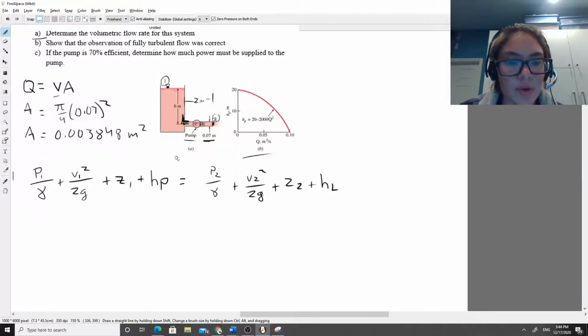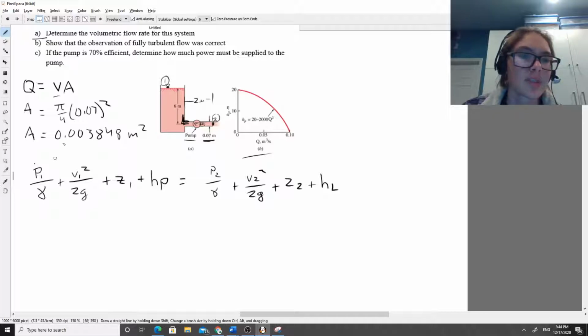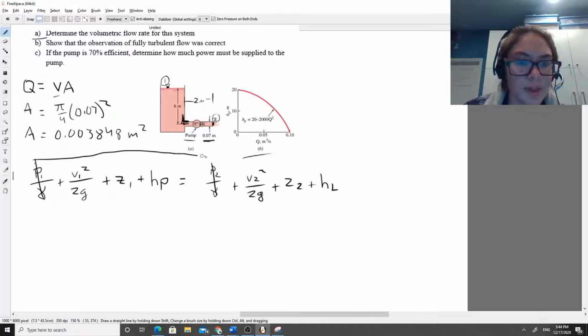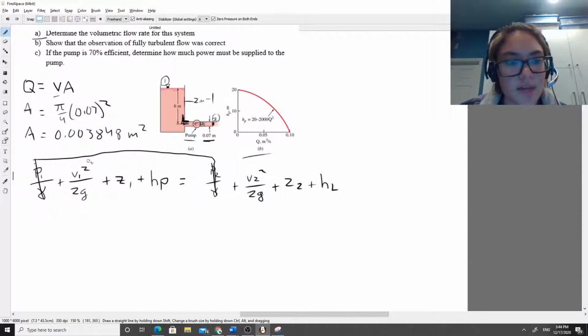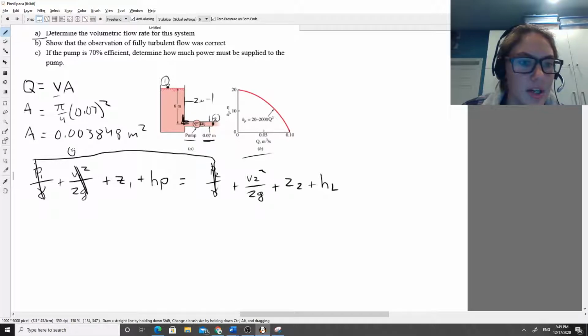Since point 1 and point 2 are both open to the atmosphere, that means P1 and P2 are going to be equal to the same pressure, and of course since this is all the same fluid, this is actually going to cancel out, and we don't have to worry about either of those terms. At point 1, since this point is at the very top layer of our tank, we can assume that the velocity is going to be 0, because as the fluid goes higher and higher all the way up to the very top, we are assuming that it's getting slower and slower until a point where it stops moving at the top.